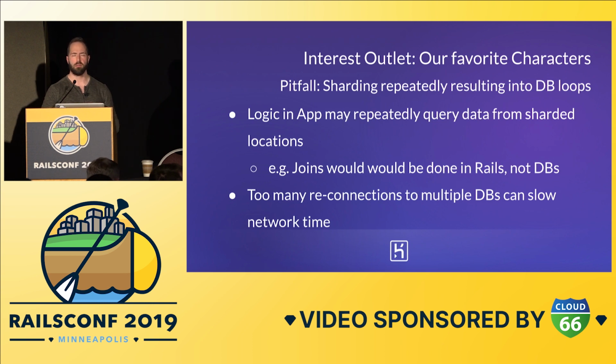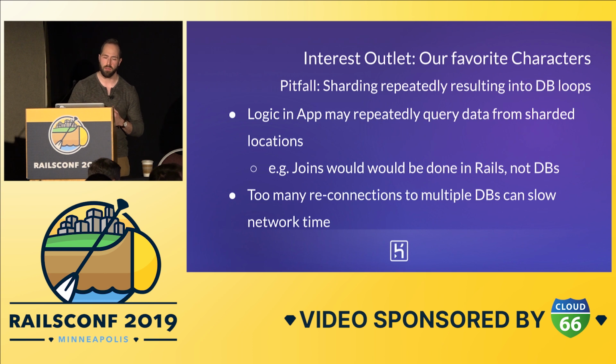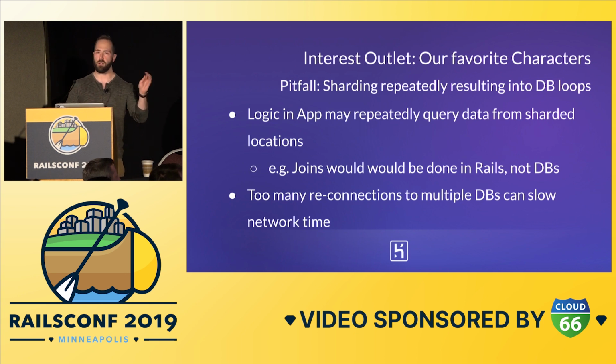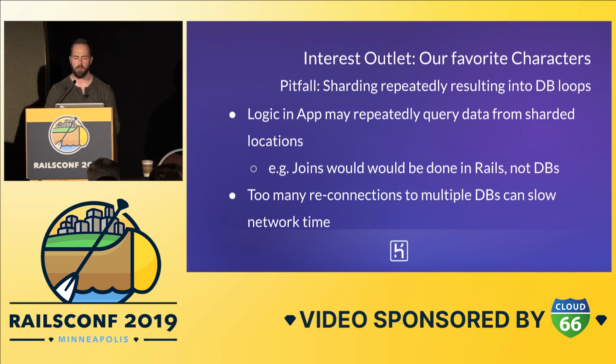Rails is slowing down because logic in the app can repeatedly end up in database loops. We're now making a lot of different network hops because we're jumping to all these different databases. We have a different quotes database for reading and writing, different characters tables for reading and writing, and different user profiles on a third database. Joins have to be done at the Rails layer, not the DB layer, because our data is not co-located anymore. And we're reconnecting to all of these different databases a lot of different times, and that's really slowing everything down.